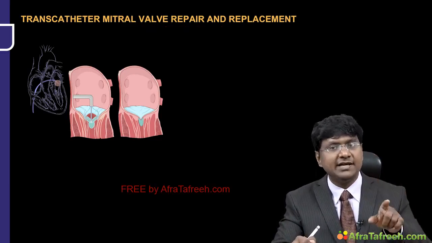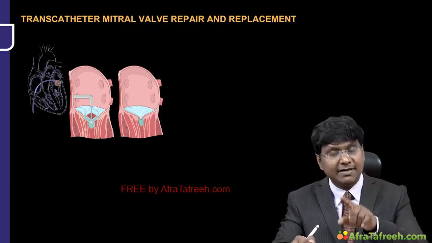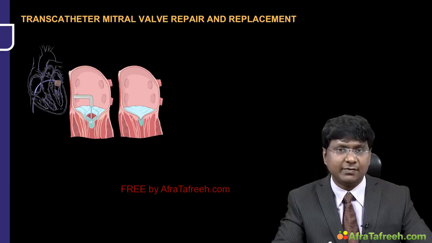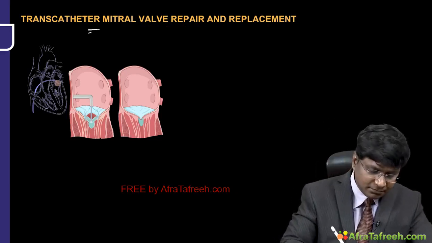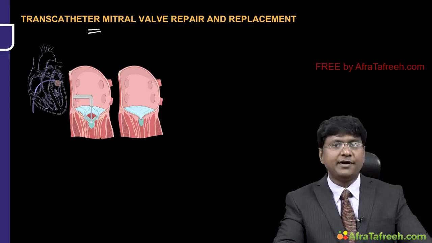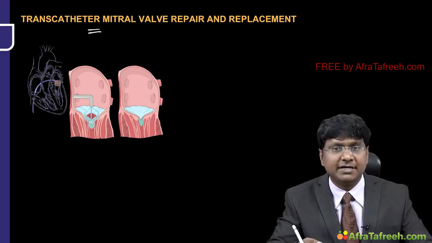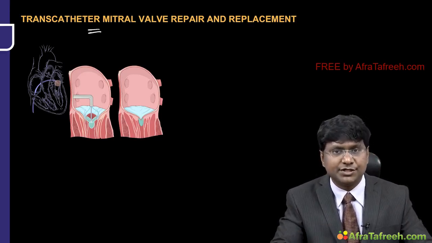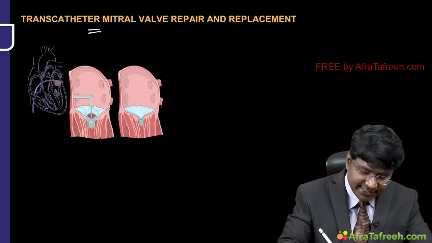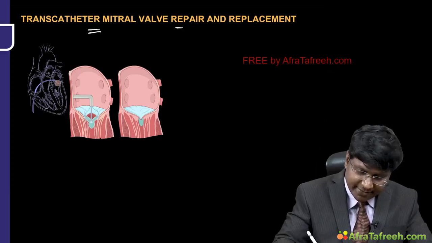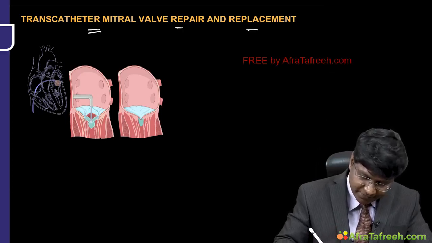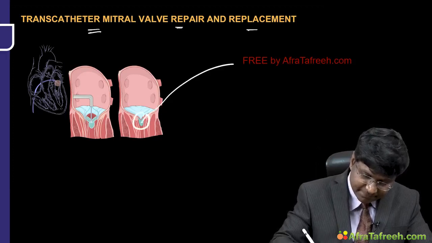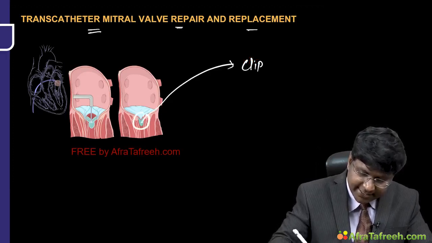But if it is secondary MR like ischemic MR, mitral valve replacement is better compared to mitral valve repair. Now, we have one more important device which has been developed for the treatment of mitral regurgitation. That is transcatheter mitral valve repair and replacement. That is the mitral valve clip.